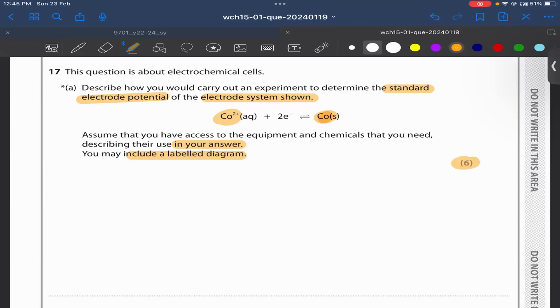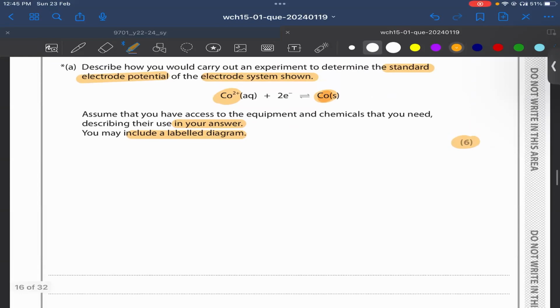So you know how to answer this one? We'll draw a diagram, right? Yes, you'll draw a diagram. The hydrogen electrode on one side, and on the other side the cobalt in contact with cobalt ions. We'll have this diagram in which we have a platinum electrode, the platinum wire, and hydrogen is passing through this electrode.